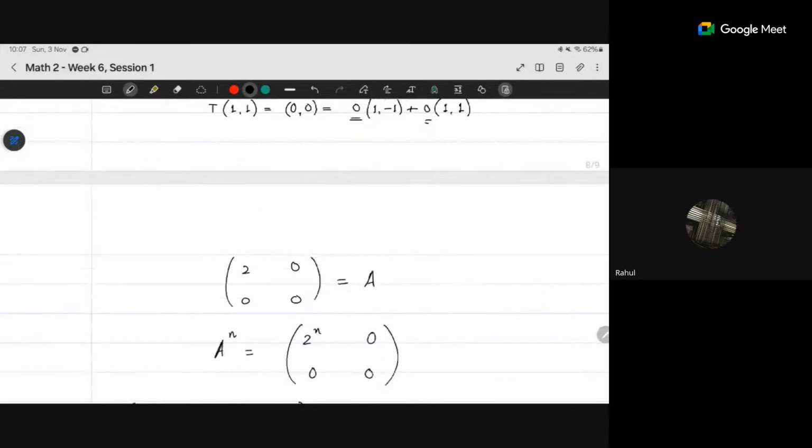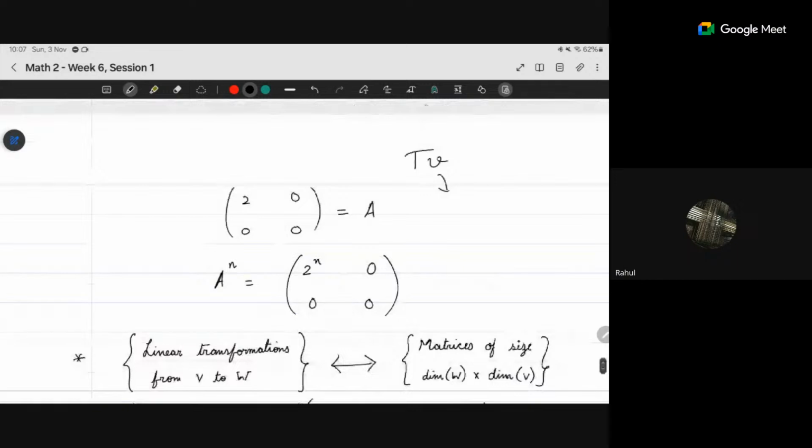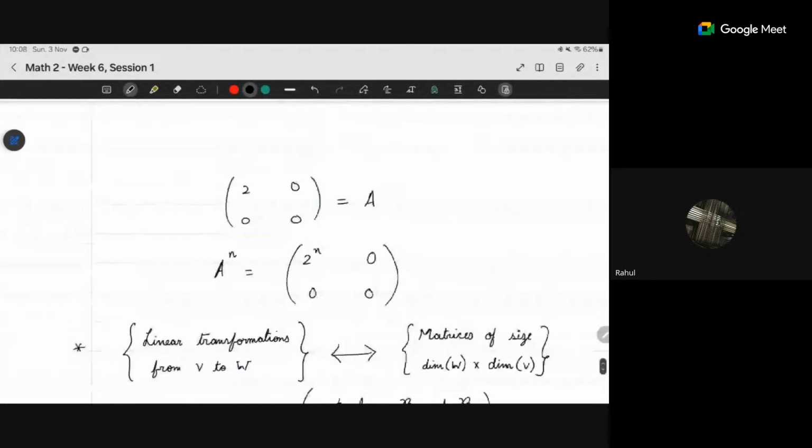And the transformation is again matrix multiplication by this matrix, but for the different coordinates. In order to compute T of V, you look at the coordinates of V and then apply A to those coordinates. Suppose V1 and V2 were the coordinates with respect to the new basis. Then T of V is nothing but the matrix multiplication of A with (V1, V2). So in this case, you can see that A to the n is 2 to the n, 0, 0, 0, right?